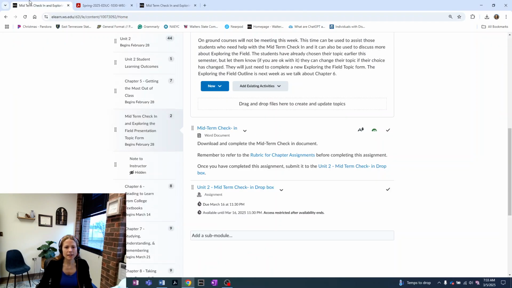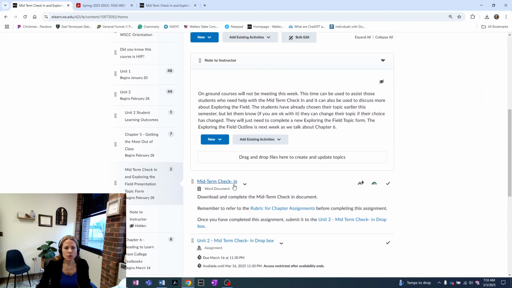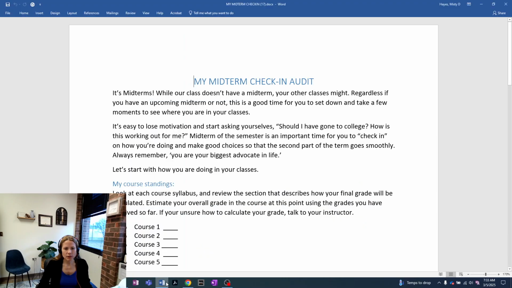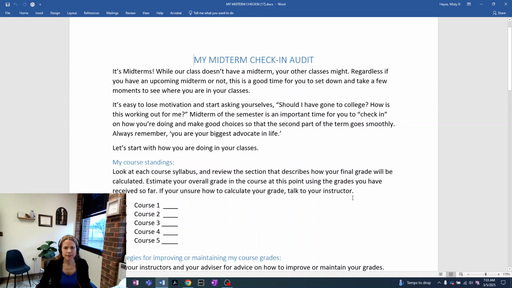So let's go ahead and jump into the midterm check-in and go over that. If you go to Unit 2, underneath Chapter 5, under the table of contents, you're going to see a section that says midterm check-in. What you're going to do is click on that form and download it, and when you do, it'll look like this. Remember, a midterm check-in is a really good way for you to reflect.